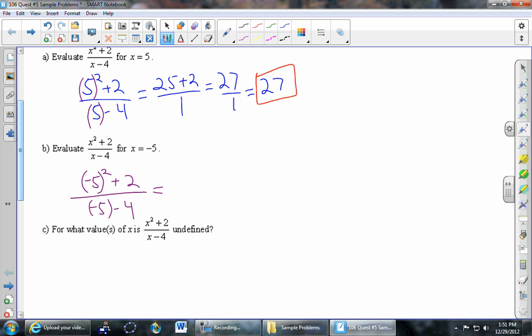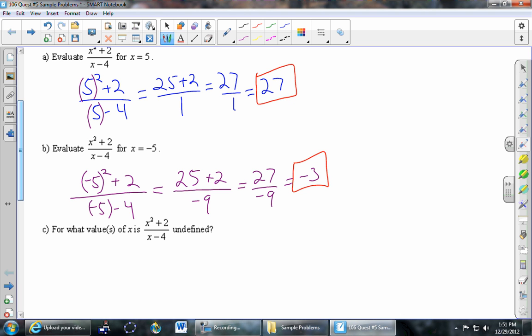Okay, so then when I do the (-5) squared, is the answer 25 or -25? It's positive. 25 plus 2 over -5 minus 4 is -9. 27 over -9 is -3, which wasn't at all the -27 that maybe we were expecting looking at the answer to part A.